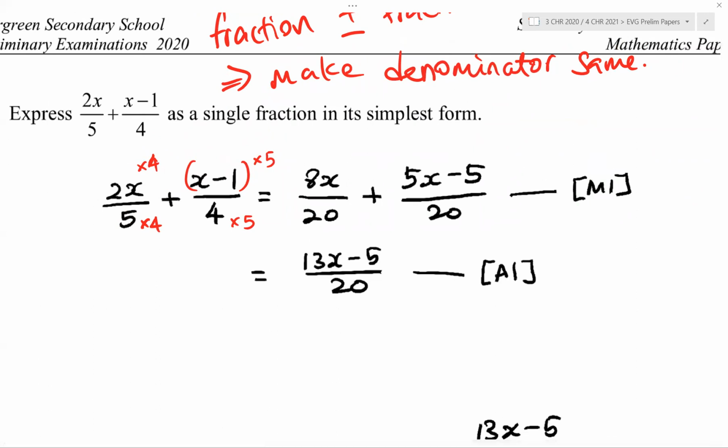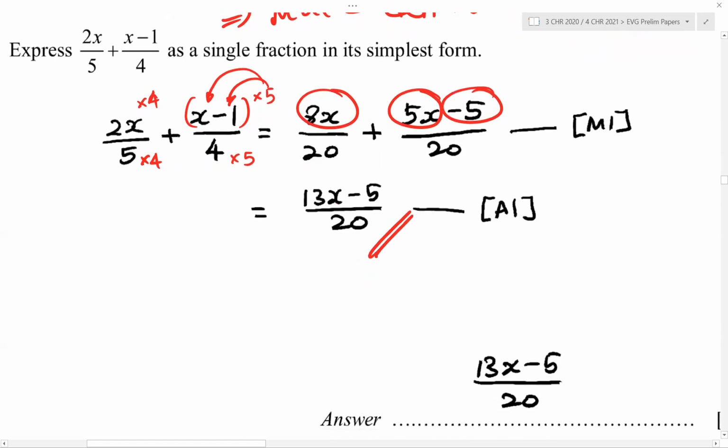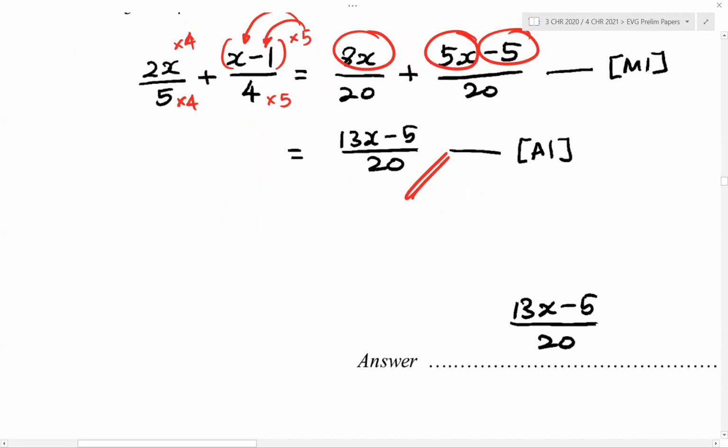So one way, that's how we ended up with 8x. That is how we ended up with 5 times x. We get 5x. 5 times negative 1 to get -5. Once the denominators are the same, we can combine. So 8x plus 5x gives us 13x. Then -5, copy it down. In summary, the final answer is 13x minus 5 over 20. Anybody needs more time?